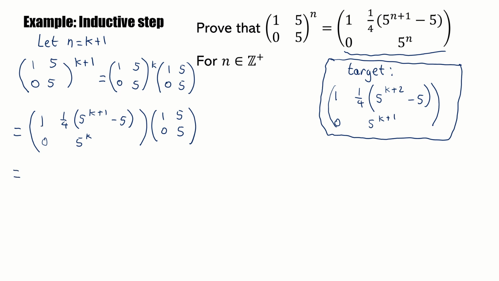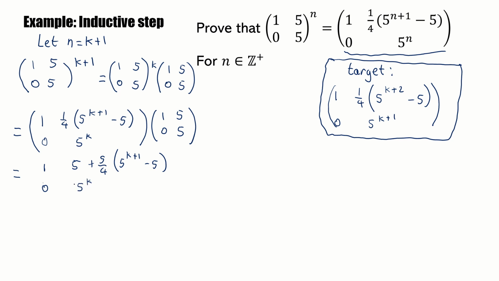So doing that, the first row in the first matrix times by the first column in the second matrix will get us 1 plus 0, so that's just 1. We'll get 1 times by 5, which is 5, plus 5 times a quarter, so that's 5 over 4, lots of 5 to the power of k plus 1 minus 5. Worth pointing out, this is a prove that question, so it is important you don't do too much in one step, making sure that every step of the proof is shown as its own separate step, if you will.